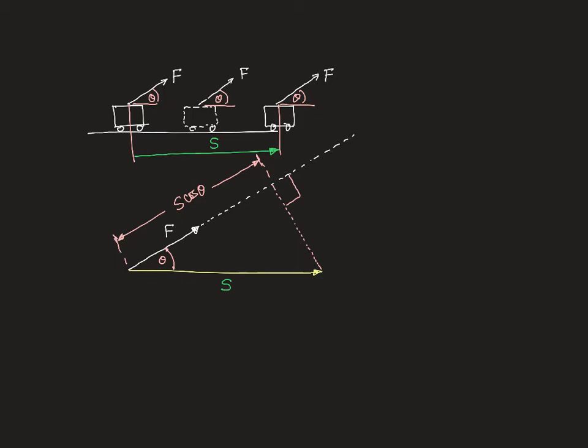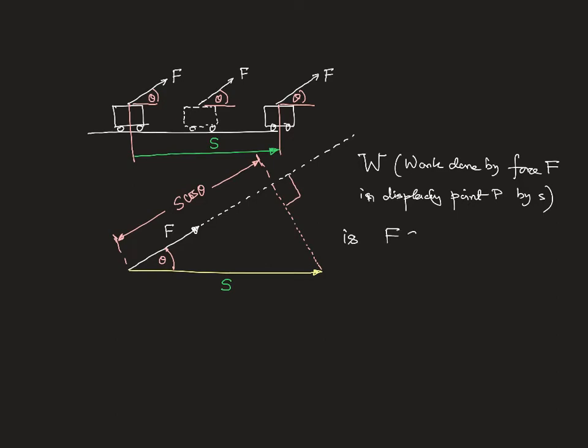So the work done, W, by force F in displacing point P by S is given by F times S cos theta. Now, force and displacement are actually vectors, the force vector and the displacement vector. So we can also write work done as F dot S. This is the work done for a constant force.